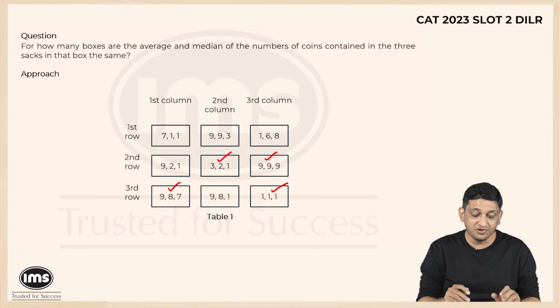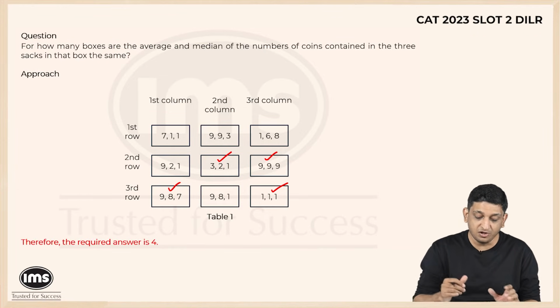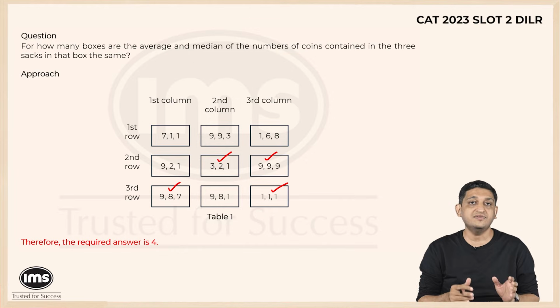So in this case, we know that for 4 boxes, the average and the median of the number of coins contained in the 3 sacks of the box is the same. So the correct answer here is 4.